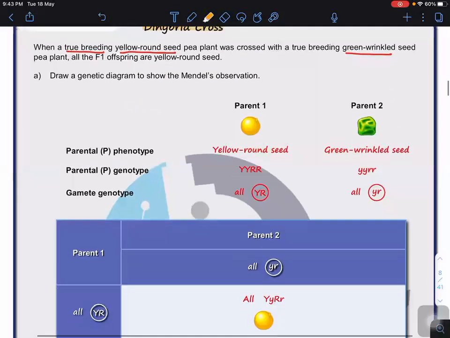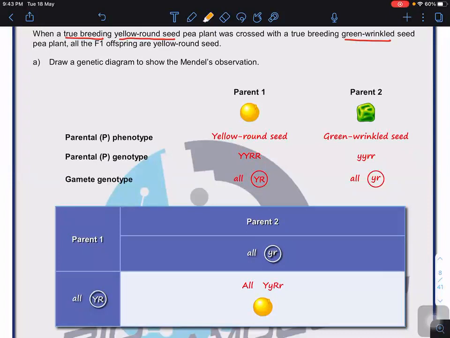From here, you can see that the question already tells you yellow round and green wrinkled, so the parental phenotype is given. So what is the parental genotype? From the question, true breeding, it must be homozygous: big Y, big Y, big R, big R, and small y, small y, small r, small r. So what are the gametes? In this case, no matter how you arrange them, even if independent assortment takes place, you won't see the effect. You're going to get big Y, big R as my gametes.